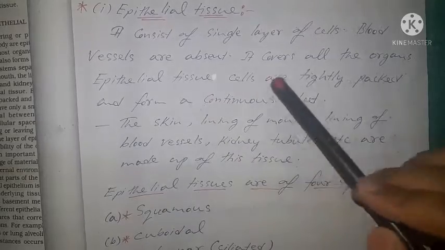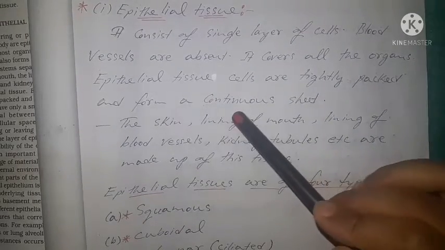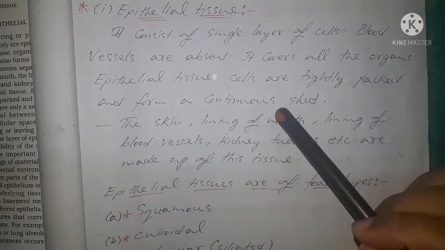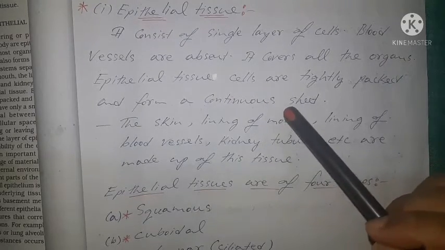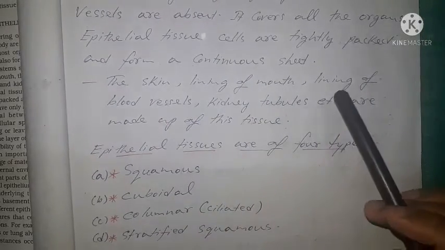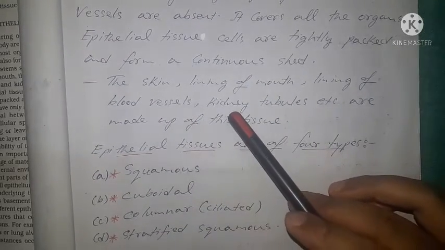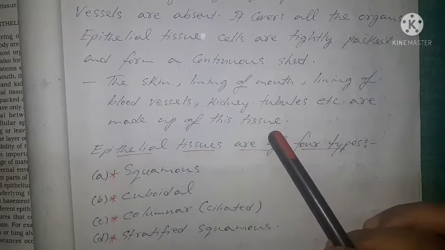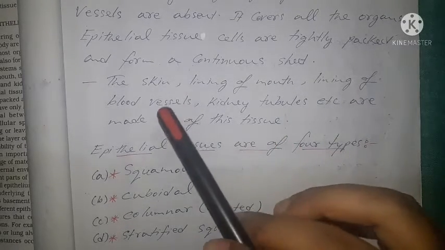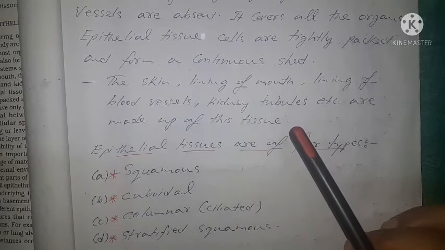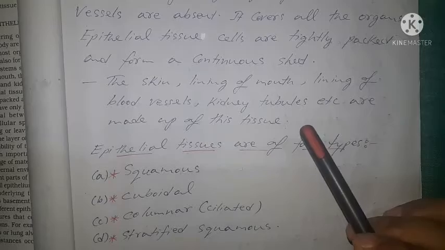Epithelial tissue cells are tightly packed and form a continuous sheet, like a sheet. The skin, lining of the mouth, lining of the blood vessels, kidney tubules, etc. are made up of these tissues.